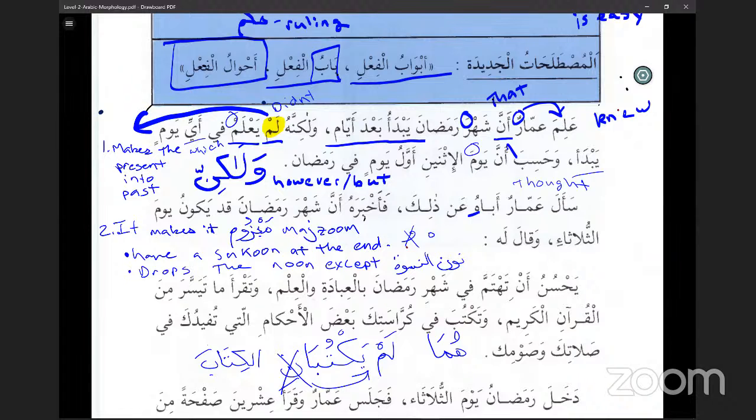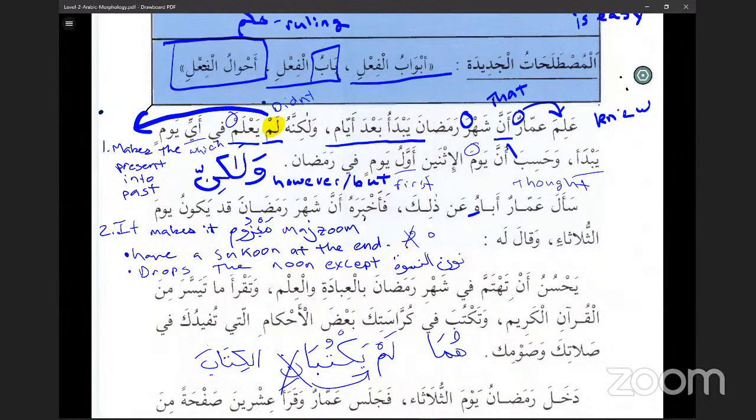Jazakallah khair. So, وحسب أن يوم الاثنين. So he thought that يوم الاثنين, Monday, is أول. We know that الدرس الأول, التدريب الأول, and so on and so forth. So we know this means first. So وحسب أن يوم الاثنين, he thought that Monday was أول يوم, the first day في رمضان, of Ramadan, the first day in Ramadan.